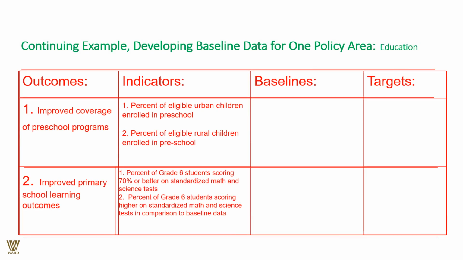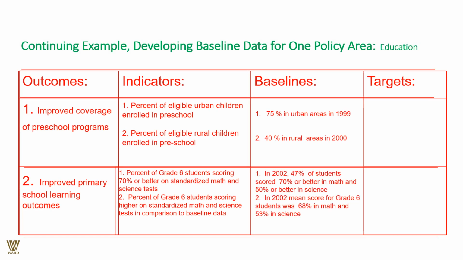So continuing the examples, if we want to go around here, how do we tell it to you? I'm just giving you an example as to what happened. Let's say our outcome is improved coverage of our preschool programs, and how do we go around here? Indicate it as a percentage of eligible children enrolled in the preschools, a percentage of eligible rural children enrolled in the preschool, which was 75% in 1999, 40% in 2000. And these are proxy examples, just for your understanding that I've quoted here.